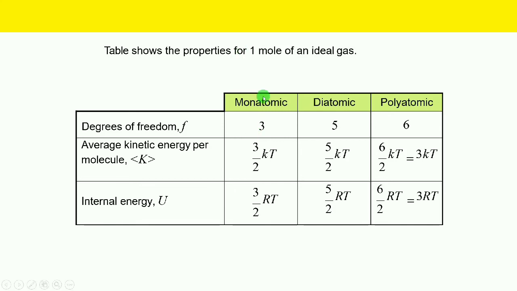Now the expression for internal energy considering degree of freedom. For monoatomic, the degree of freedom is 3, for diatomic the total degree of freedom is 5, and for polyatomic it is 6. The average kinetic energy per molecule, which we already saw in the previous table, is 3 by 2 kT, 5 by 2 kT, 6 by 2 kT. The internal energy will be 3 by 2 RT, 5 by 2 RT, 6 by 2 RT, where 3, 5, 6 are the degrees of freedom.